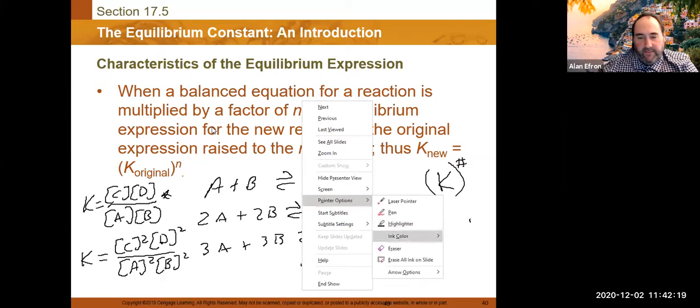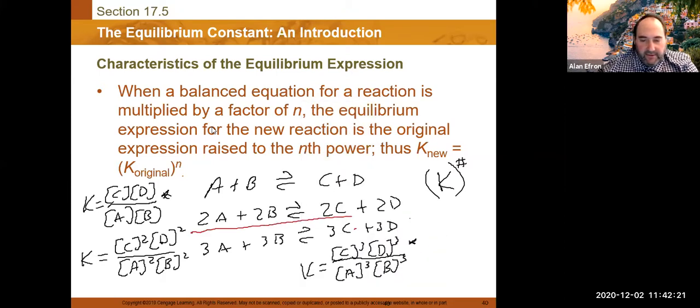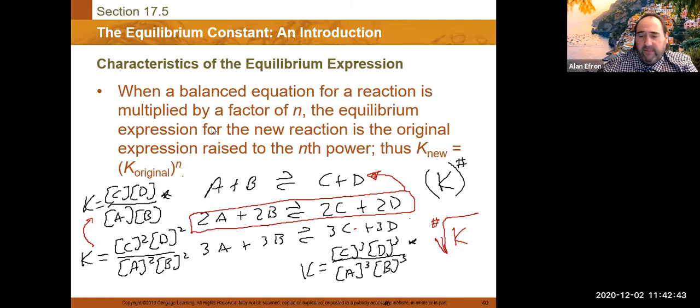Let's say I started with this reaction and I want to know what the K value was for this reaction. Well, if we look at the opposite way, starting at this one and going to this one, the difference is I just took the square root of it, basically. So if I had to divide by a common number, you would then take the K value and take the square root of it. If you divided by 3, you would take the cube root of it. And that's how you basically would adjust it.